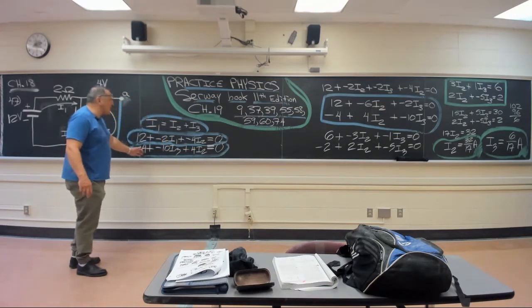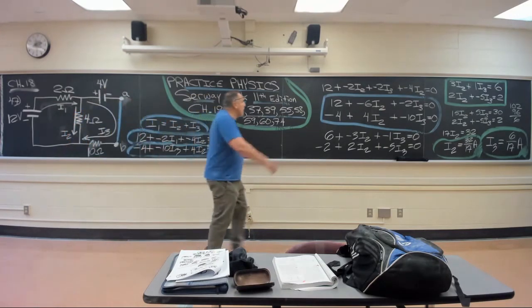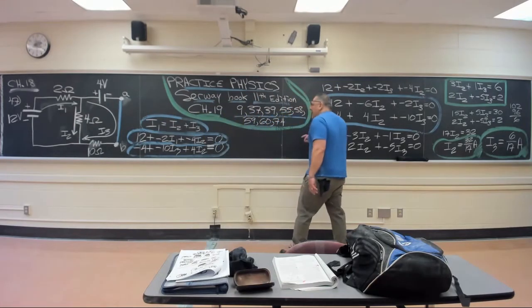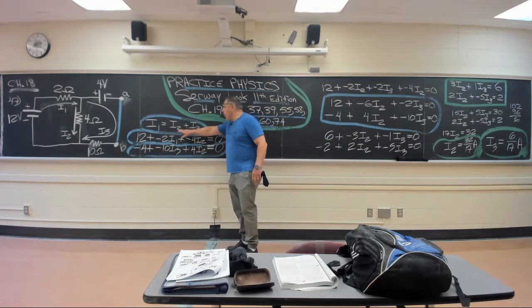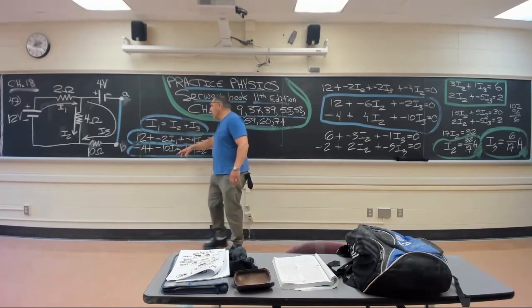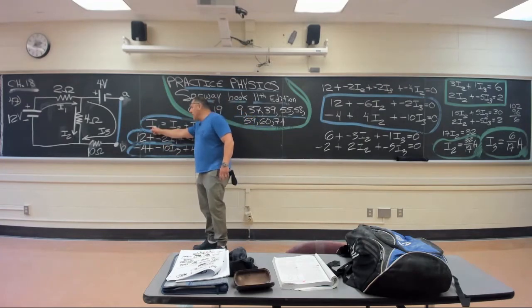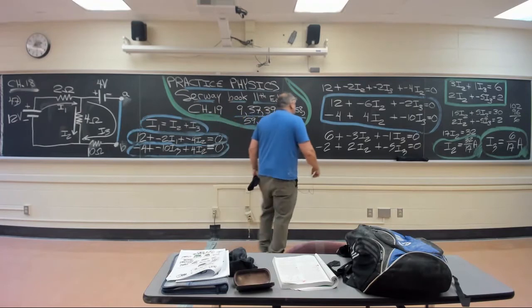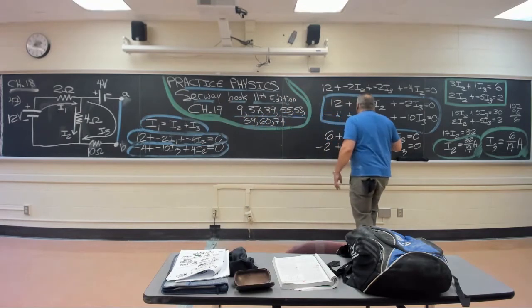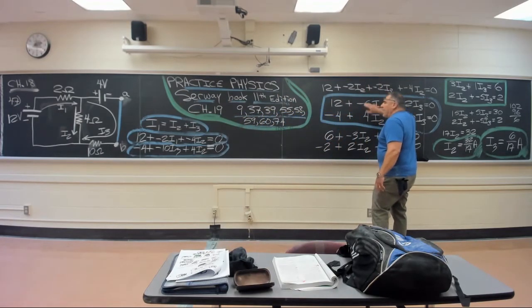3 equations, ladies and gentlemen, and 3 unknowns. I plugged in I1 equals I2 plus I3. Wherever I saw an I1, I substituted the sum I2 plus I3. I did that up here, and I got this.